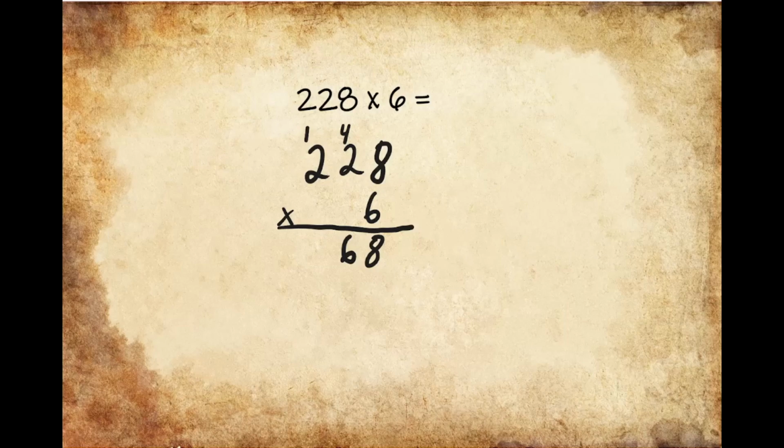And lastly, we're going to multiply 6 times 2, or 6 times 200, because the 2 is in the hundreds place. And we know that 6 times 2 is 12, plus 1 is going to give us 13. So we're going to write the 3 in the hundreds place, and write the 1 in the thousands place. So the product of 228 times 6 is 1,368.